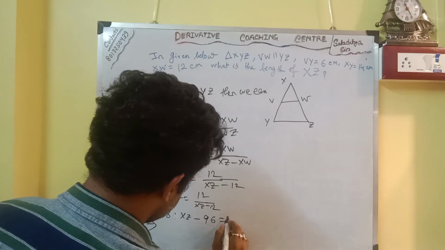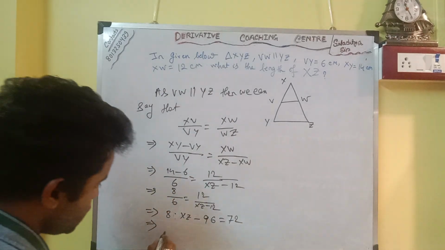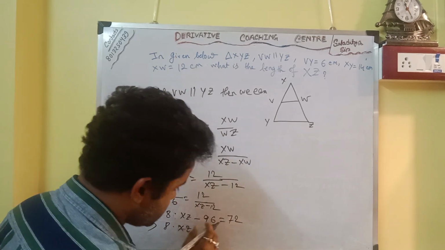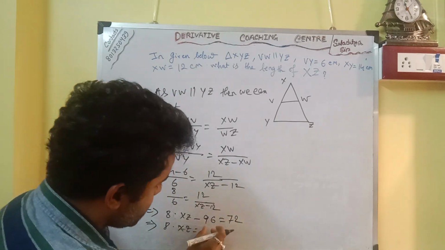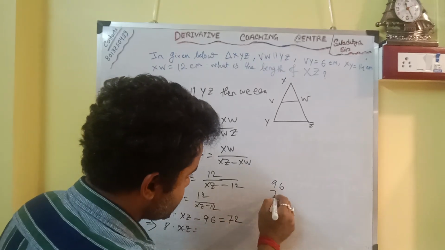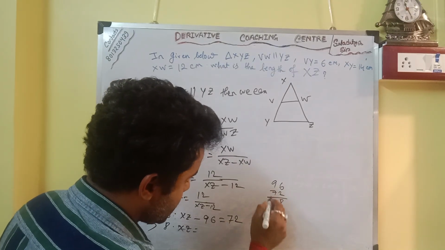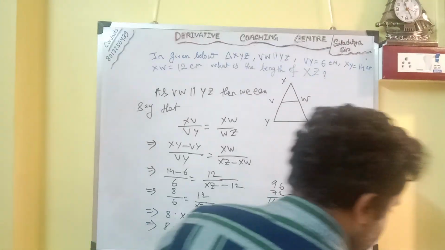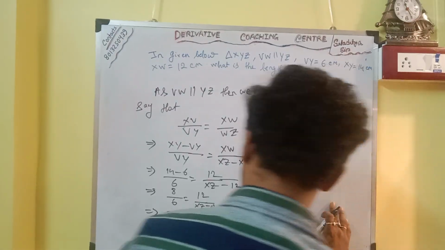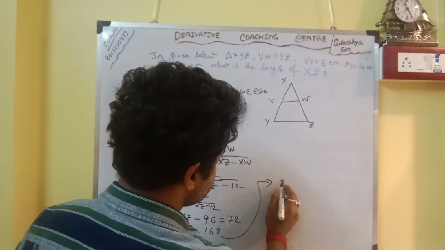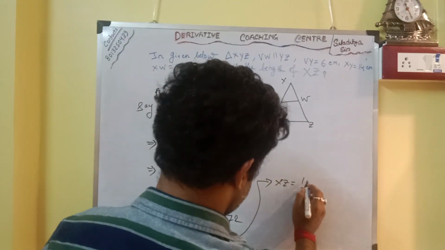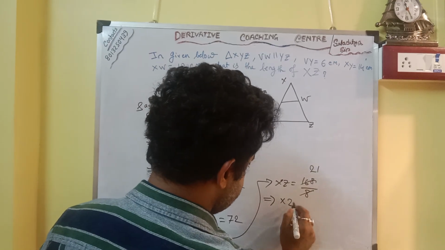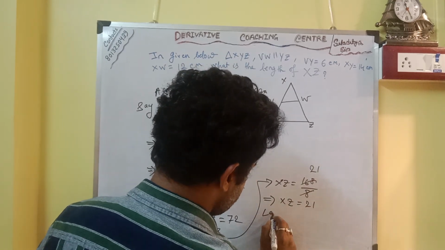Okay, next is 72. So 8 into xz, 96 plus 72, that is 168. Okay, so now solve this and we'll get the value of xz. Therefore from the equation we can say that xz equals 168 by 8, that is 21. So now we can say that xz equals 21.